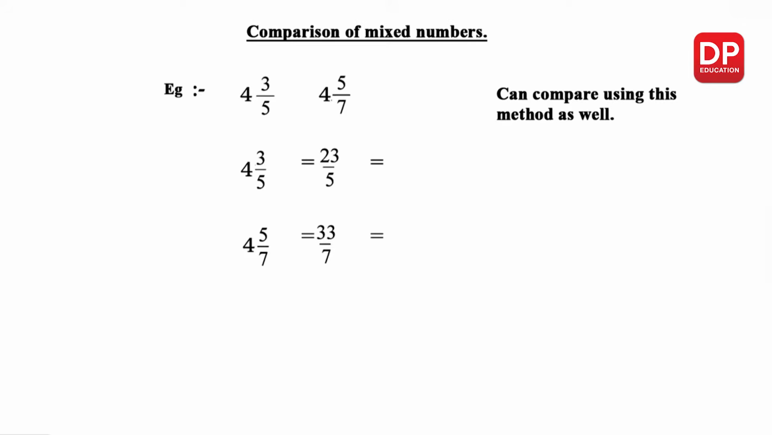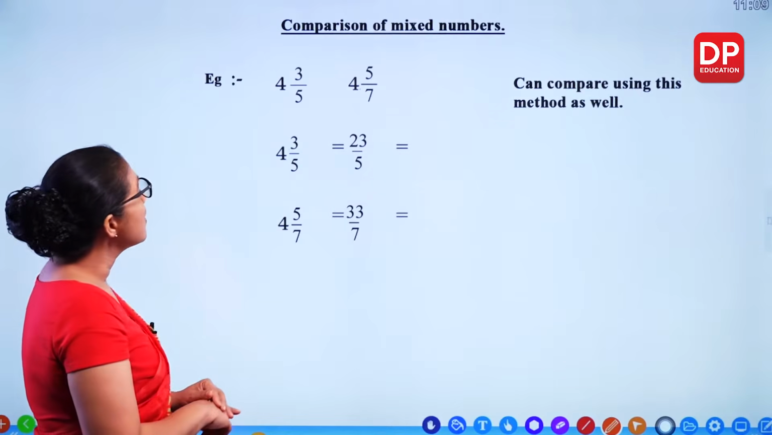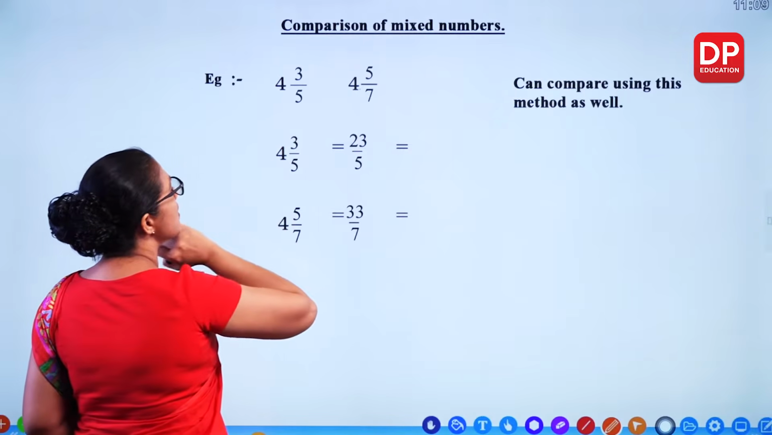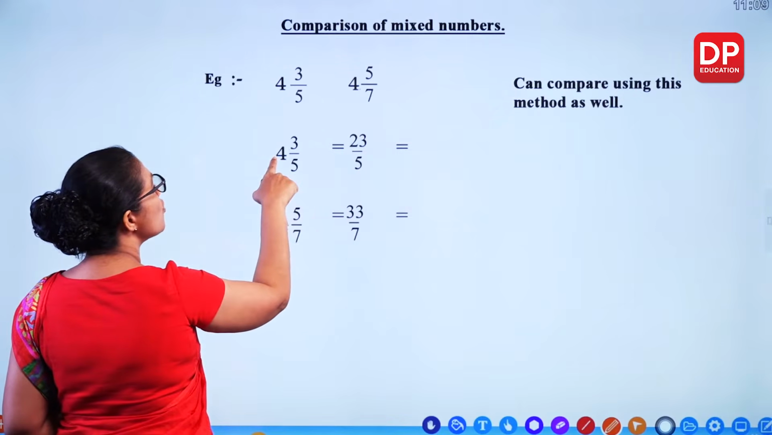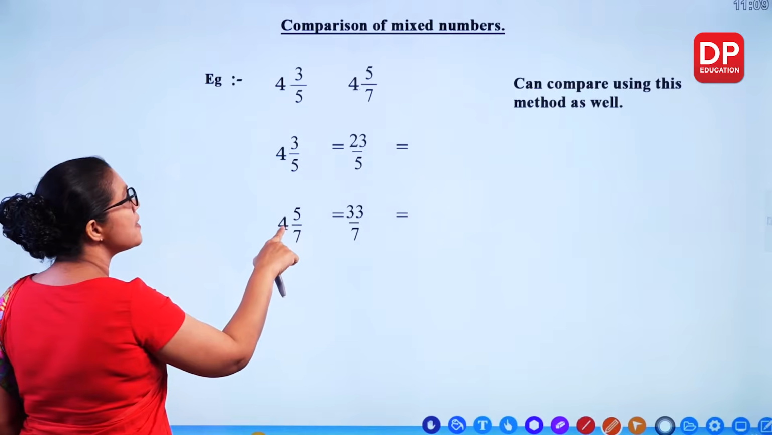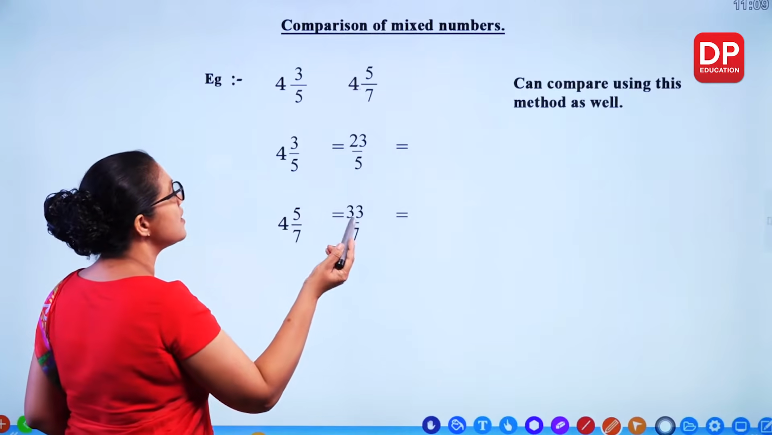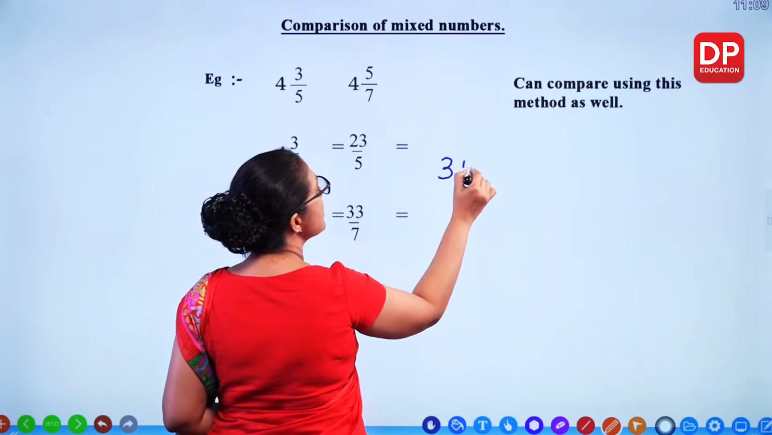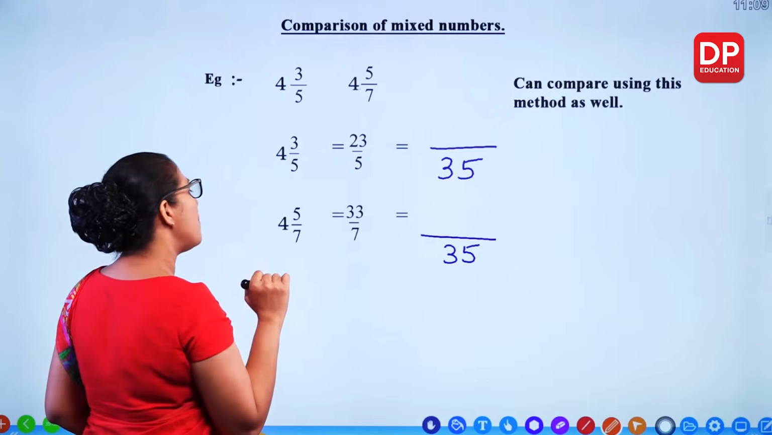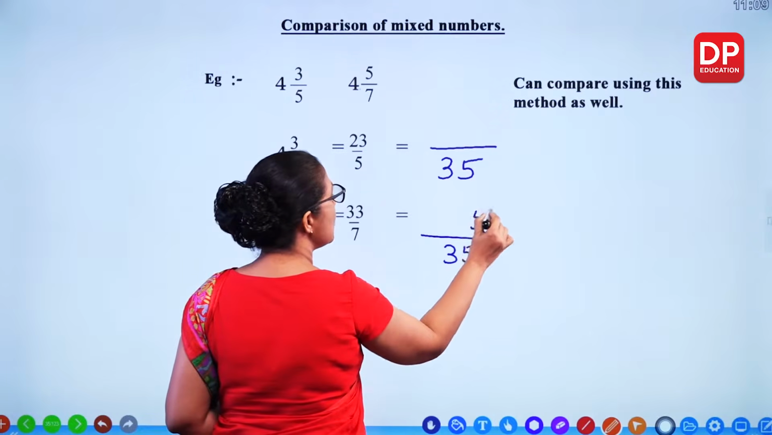Comparison of mixed numbers. We can compare using this method as well. What's the method? Converting to improper fractions. So 4 3/5, what's the improper fraction? 5 times 4, 20. 20 plus 3, 23. This one, 4 times 7, 28. 28 plus 5, 33. Now we convert these to the common denominator, that's 35. We'll multiply this by 5 first.